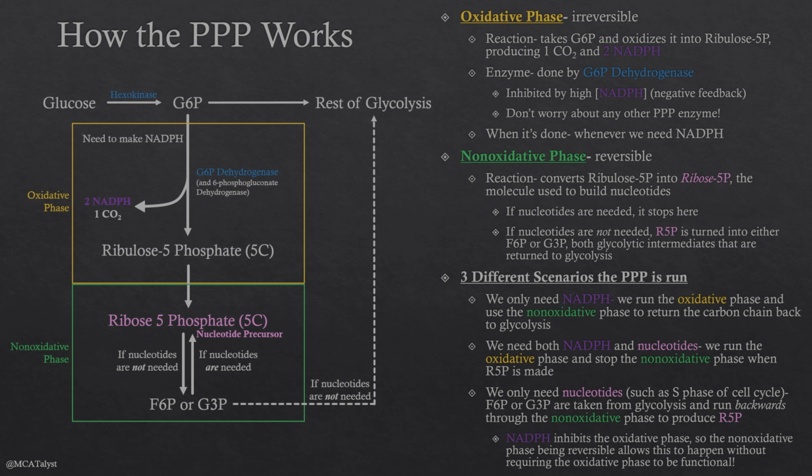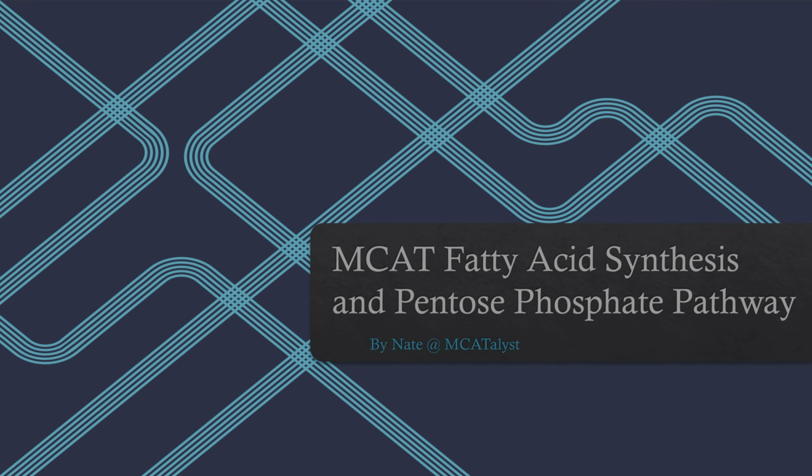Like I've mentioned, the only important enzyme that you need to know for the PPP is G6P dehydrogenase, but understanding these 3 different scenarios is going to make your life a lot easier in understanding when the pentose phosphate pathway is going to be run. And of course, since those enzymes are in blue, it's a process that's promoted by insulin. So that was fatty acid synthesis and the pentose phosphate pathway.